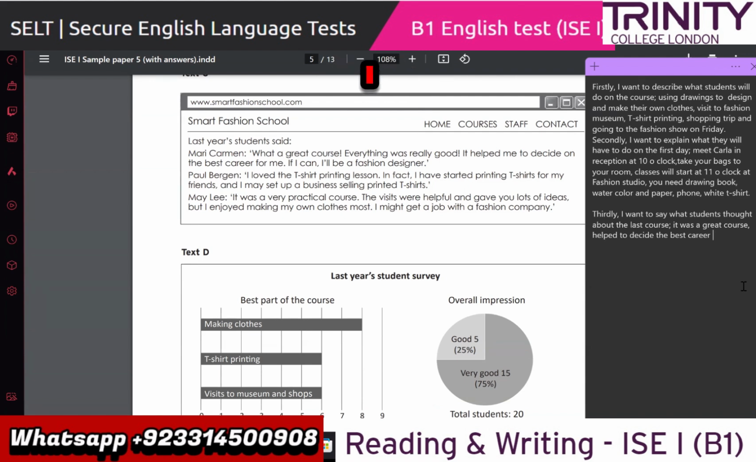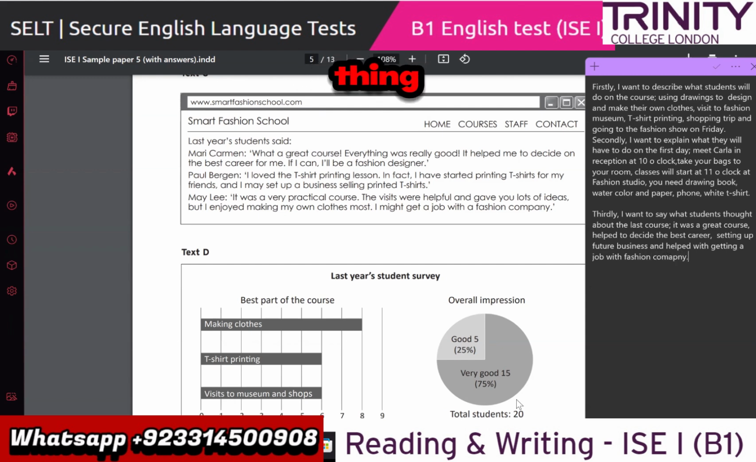Look, this guy says that I may set up a business. He may in the future set up a business, right? So you can also write in here future business, or setting up future business. And job, getting a job with a fashion company, right? Helped with getting a job with a fashion company.